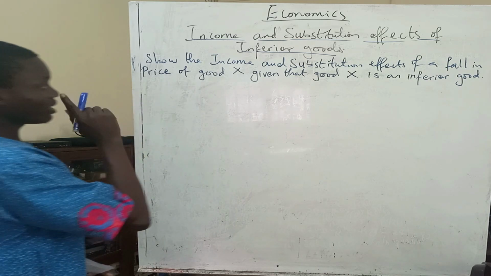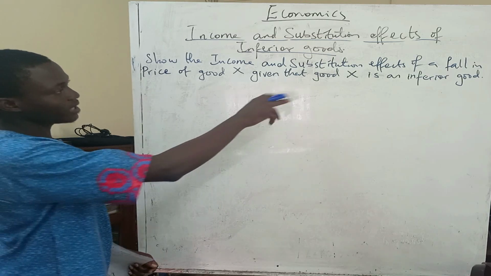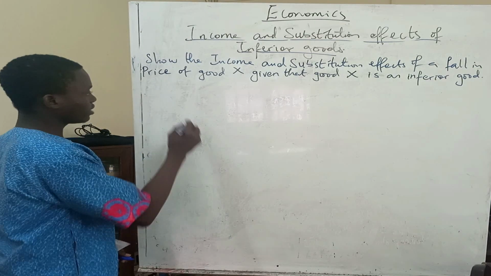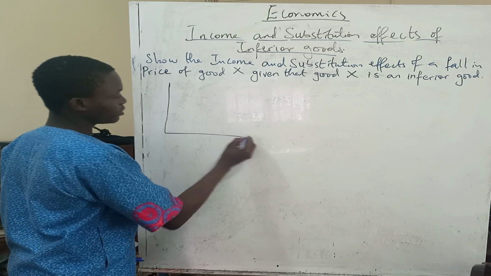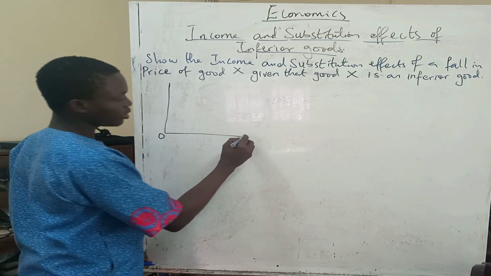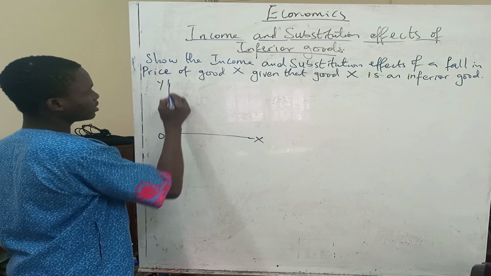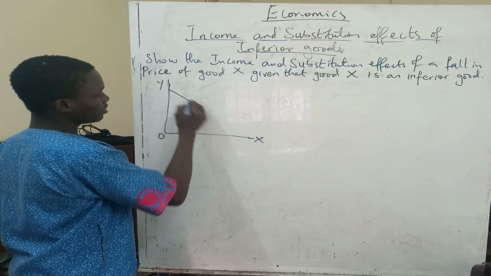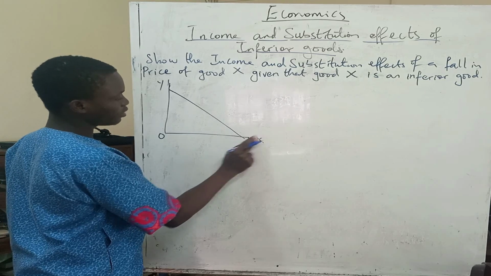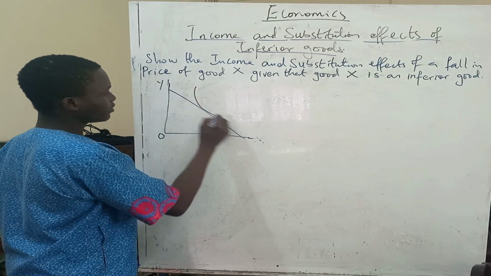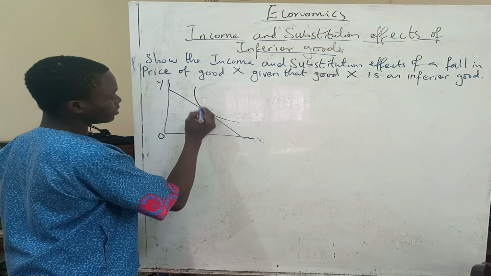Now the basic thing is, we say the price of good X falls, given that good X is an inferior good. So what we are going to have is, we'll show the substitution effect first. So you have 0, this is good X, and this is good Y. This is what we have initially. And then we have an indifference curve, tangential to this budget line.